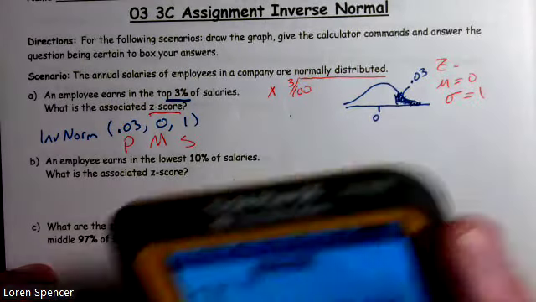So inverse norm, because that's where we're going on the calculator. It's going to ask us for our probability, which in this case is 0.10. It's going to ask for our mean of 0 and a standard deviation of 1. So second vars, inverse norm, area is 0.1, mean is 0, standard deviation of 1 because we're working with a z-score. And I notice I'm shading from the left.